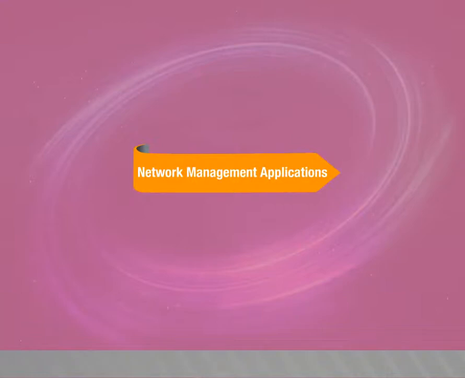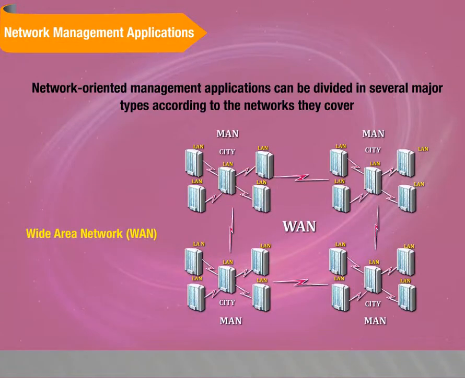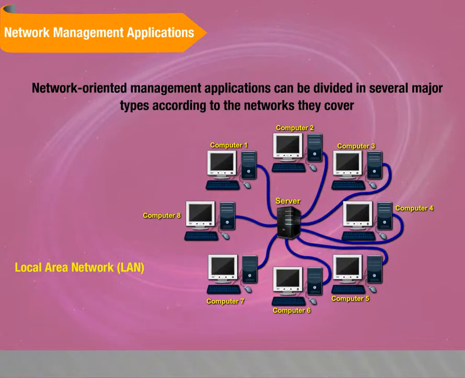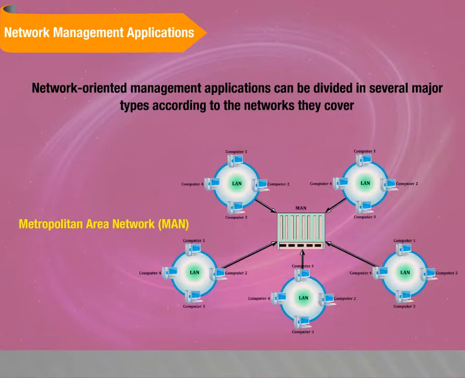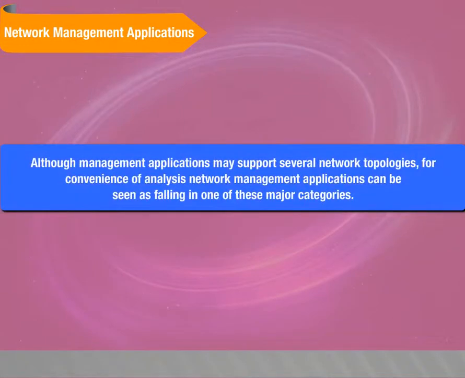Network management applications. Network-oriented management applications can be divided into several major types according to the networks they cover: Wide Area Network WAN, Local Area Network LAN, Metropolitan Area Network MAN, Customer Premises Equipment. Although management applications may support several network topologies, for convenience of analysis, network management applications can be seen as falling in one of these major categories.